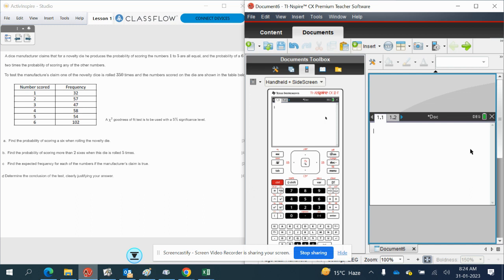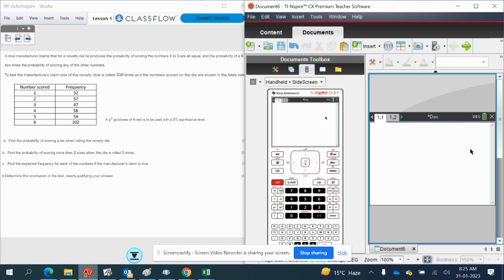Okay, a dice manufacturer claims his novelty dice have equal probabilities of scoring the numbers 1 to 5, and the probability of scoring 6 is 2 times the probability of scoring any of the other numbers. To test the claim, one of the novelty dice is rolled 350 times, and the scores are recorded in the table below. A chi-squared goodness of fit test will be used with a 5% significance level. So A, find the probability of scoring a 6 when rolling the dice.